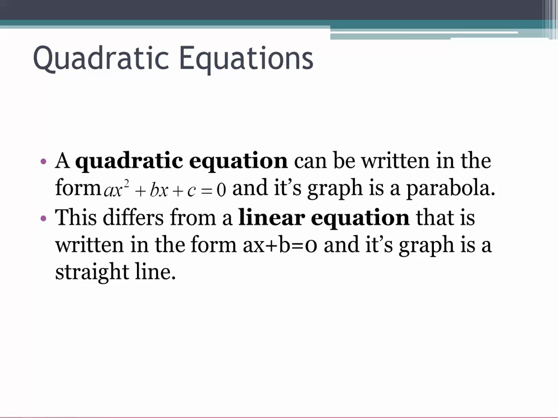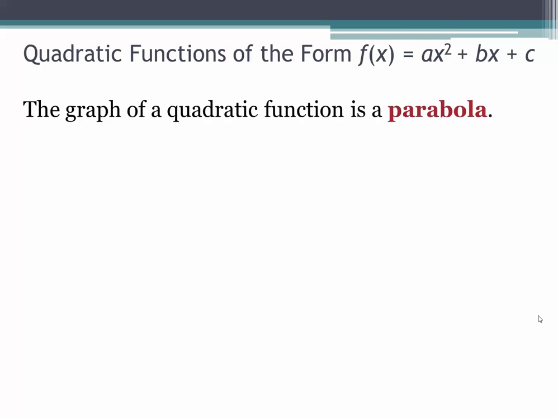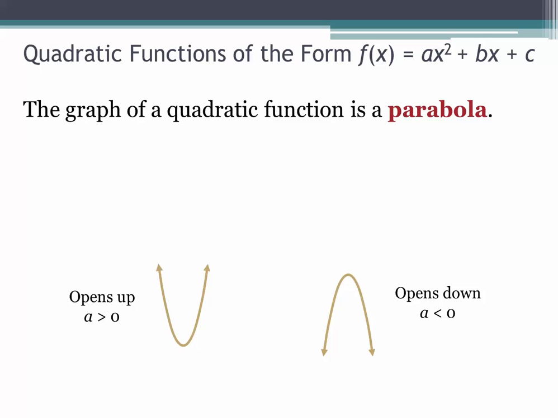Quadratic equations are written in the form ax squared plus bx plus c equals 0, and the graph is a parabola. This is different from linear equations written in the form ax plus b equals 0 with a graph that's a straight line. Quadratic functions in the form ax squared plus bx plus c, their graphs are parabolas.